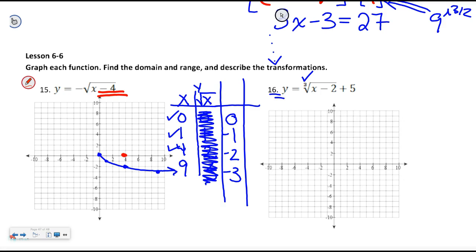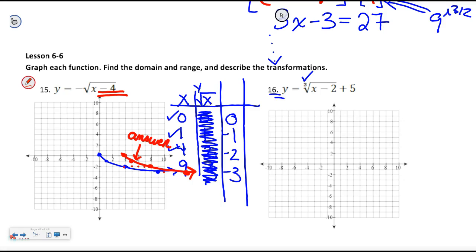So I'm going to take every point and move it 4 to the right. This one's going to go 1, 2, 3, 4. This guy's going to go 1, 2, 3, 4. And this guy's going to go 1, 2, 3, 4 and end up over here. I'll regraph it. This is my answer.